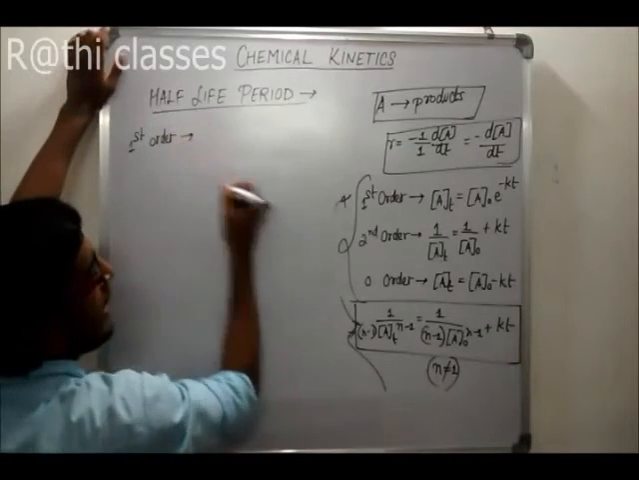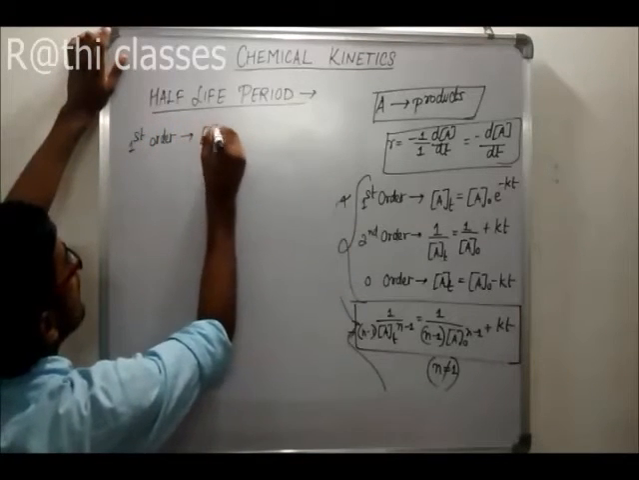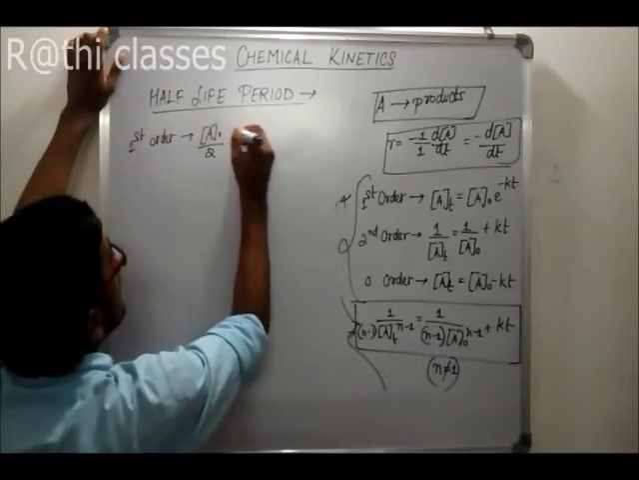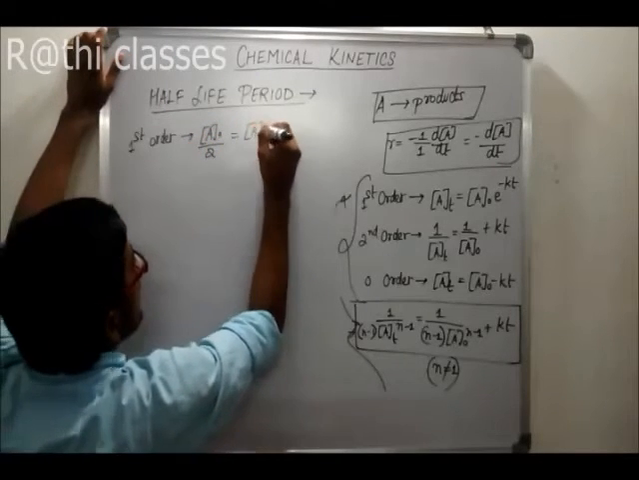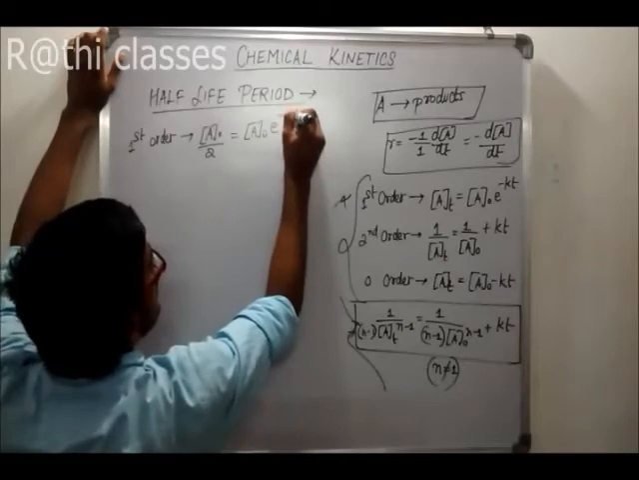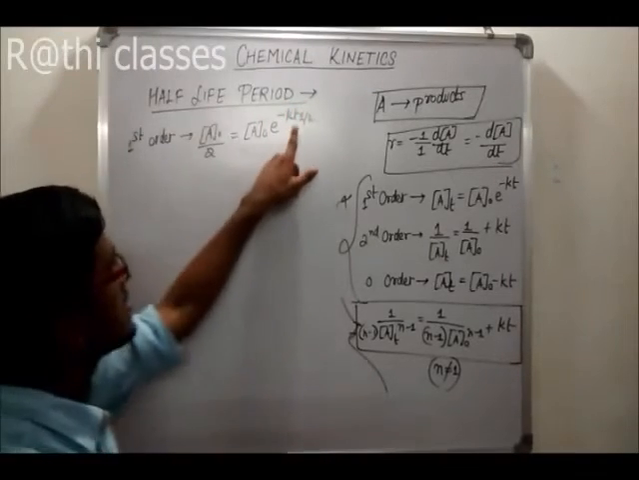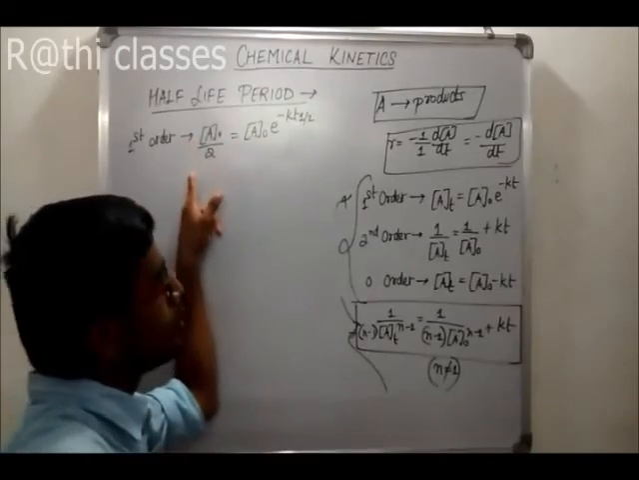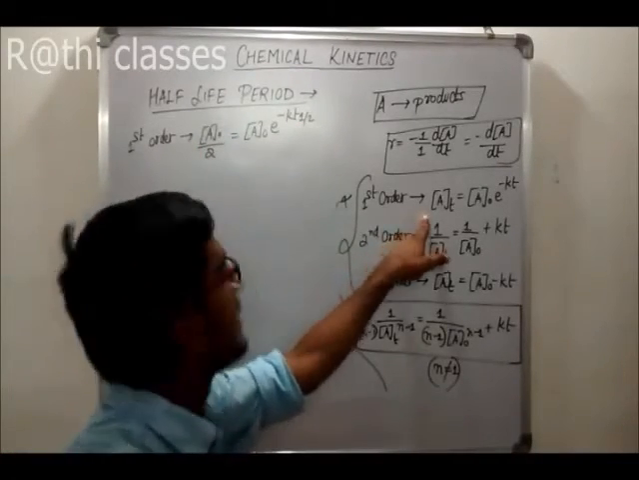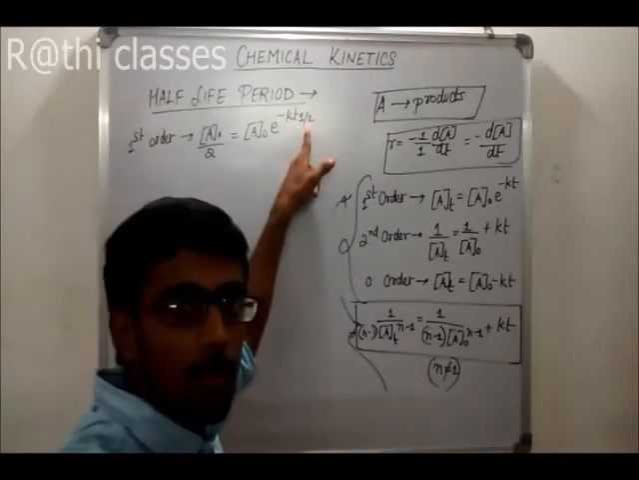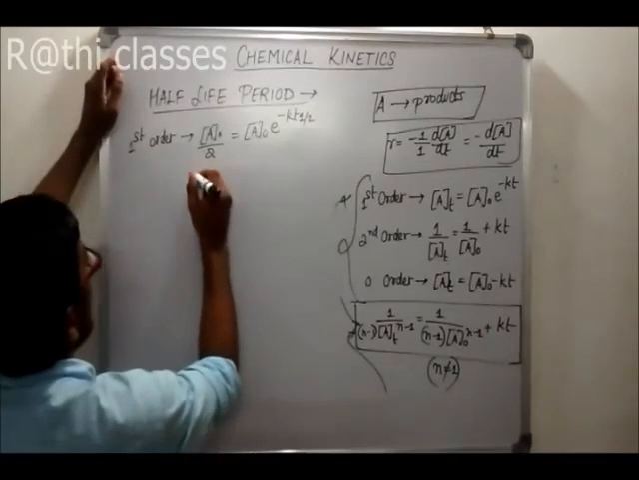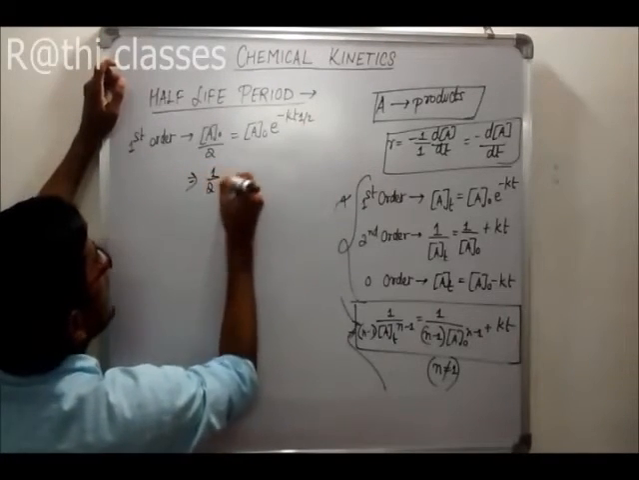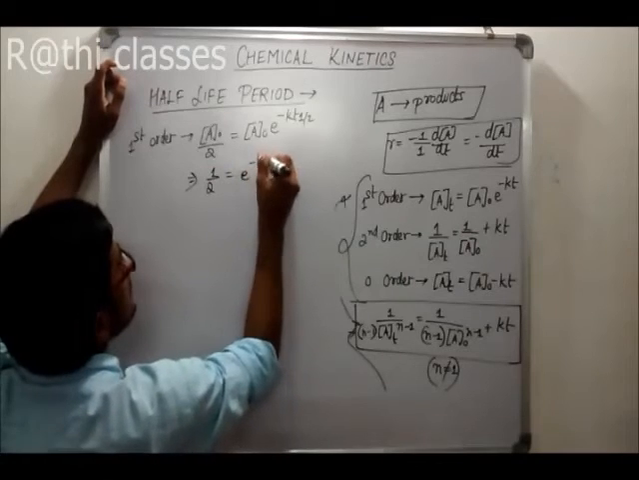I get A0 by 2 is equal to A0 e to the power minus KT half, because this time is the only half-life period when the concentration will become A0 by 2. When the concentration becomes A0 by 2, then that time will be referred to as the half-life period, right? Or it can be written as 1 by 2 is equal to e to the power minus KT half.